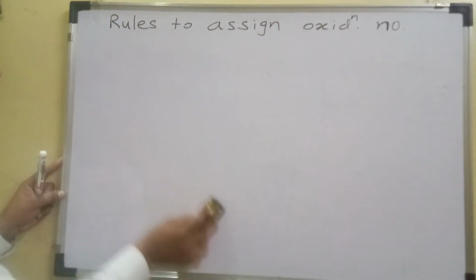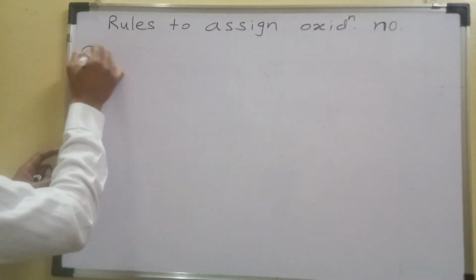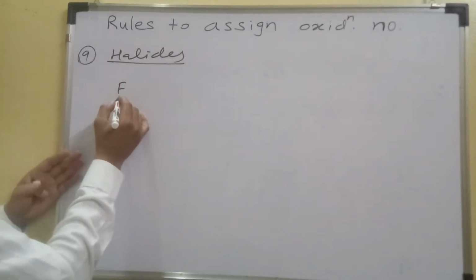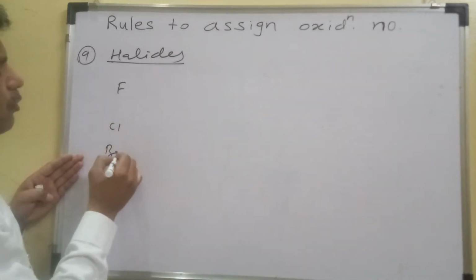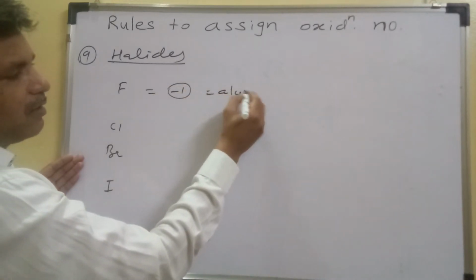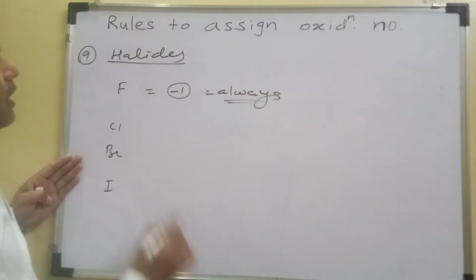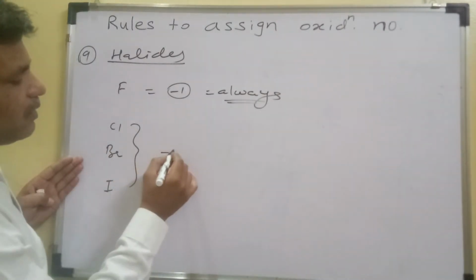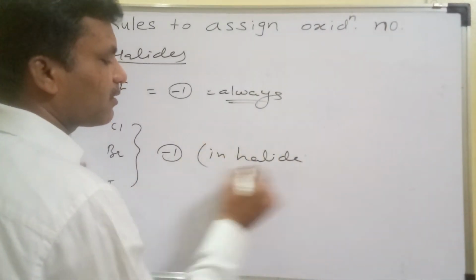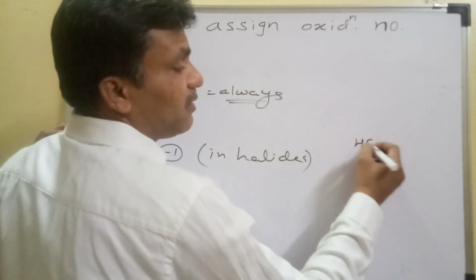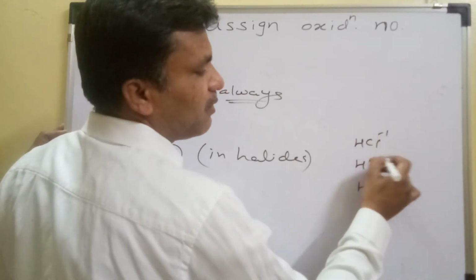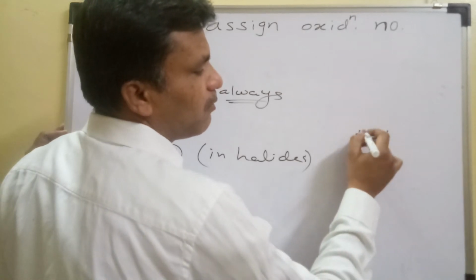Next, halides. Here fluorine, chlorine, bromine, iodine. Fluorine has always -1 oxidation state in the different compounds. Whereas chlorine, bromine, iodine also show -1 in different halides. Example, HCl, HBr, HI, in which all these show -1, -1, -1, and the hydrogen shows +1.